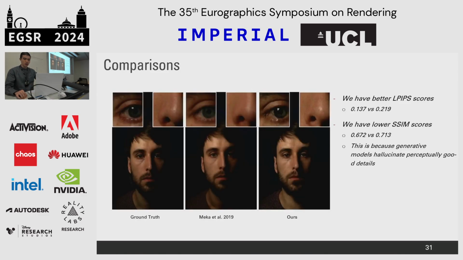So here we compare the result of our method with the reflectance field of Meka et al. On the right, you can see our method produces sharper specular details and has better textures. We score better at the perceptual similarity scores, but we do note that the structural similarity scores of ours are worse. This is because our method is generative in nature, so it will hallucinate perceptually good details, but it may differ from the ground truth.